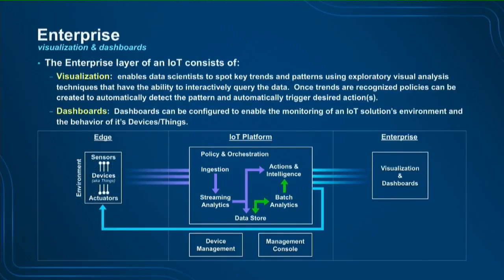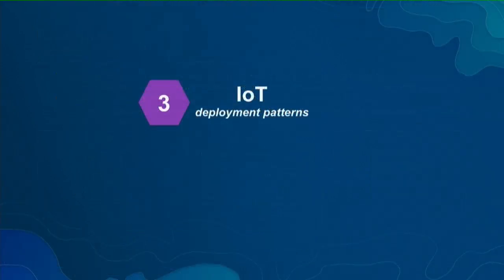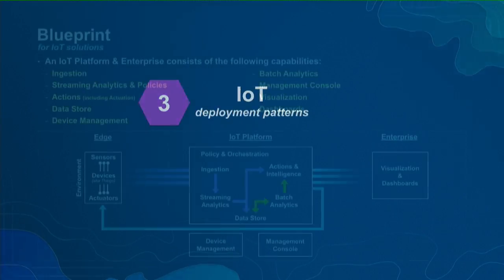Last piece here is the enterprise layer, and so this is typically where visualization would happen. So this is where our map services, our feature services, our stream services would be readily available inside of a dashboard app or some other type of application that we would see. And so we can visualize trends, we can recognize that policies have been created and automatically detect those things and trigger actions. The dashboards are configured and enable the monitoring of an IoT solution's environment and the behavior of its devices and things, as well as its history. So I can go back and replay and rewind. So that's the overall blueprint for an IoT.